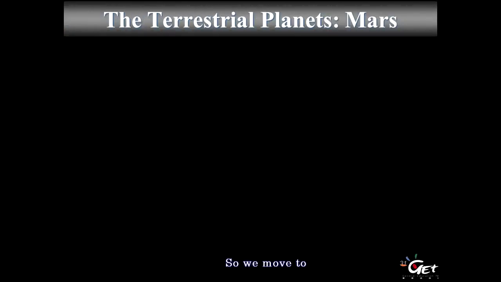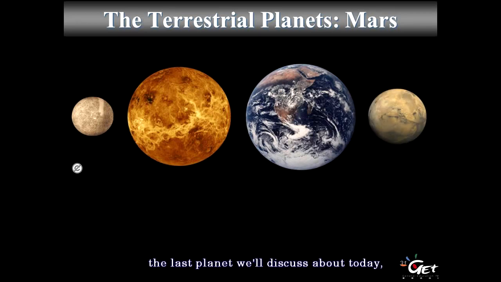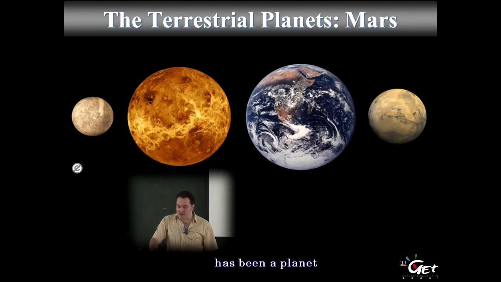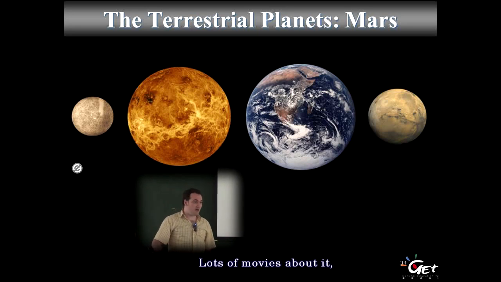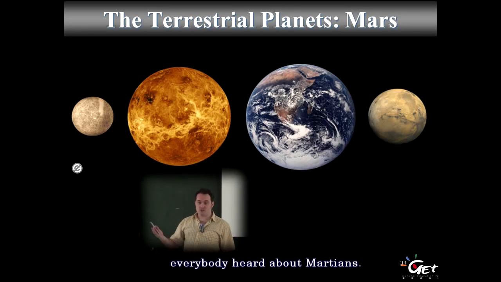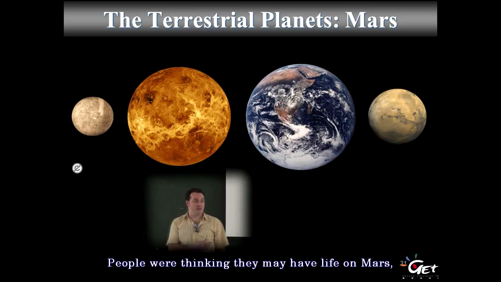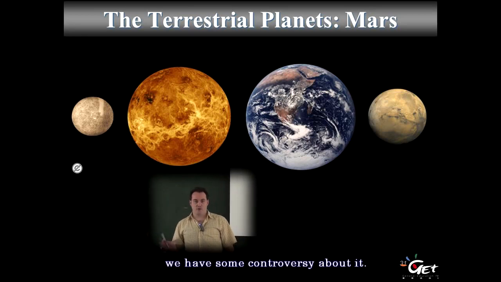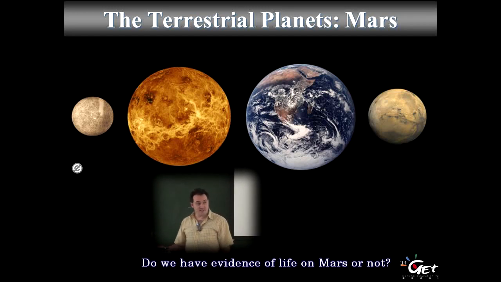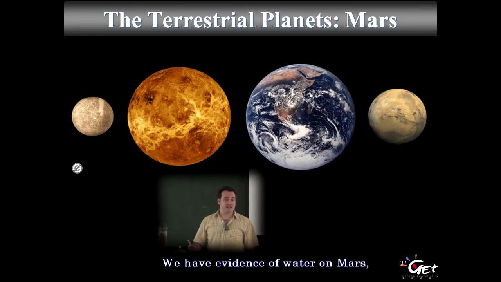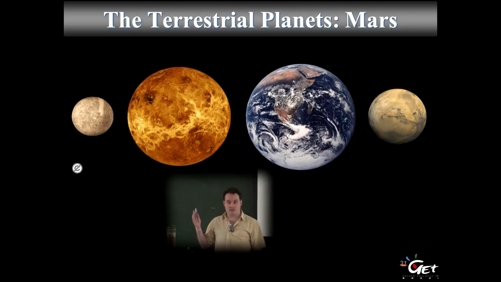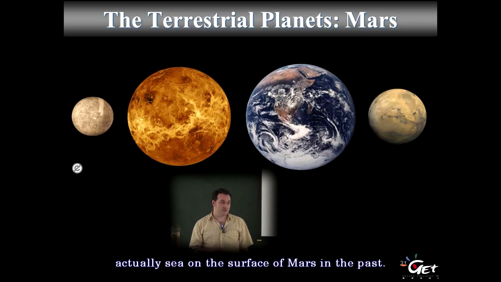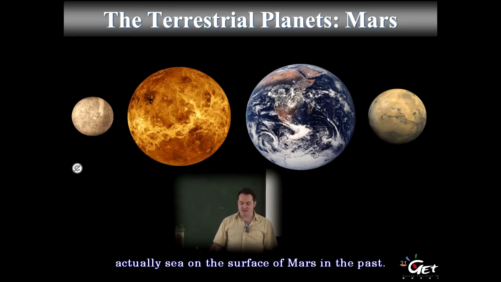So we move to the last planet we discuss about today, which is Mars. And Mars has been a planet that has been very popular, still very popular. Lots of movies about it. Everybody heard about Martians. People were thinking that they may have life on Mars. We have some controversy about it. Do we have evidences of life on Mars or not? We have evidences of presence of water on Mars. We have evidences of presence of flows of rivers and actually seas on the surface of Mars in the past.